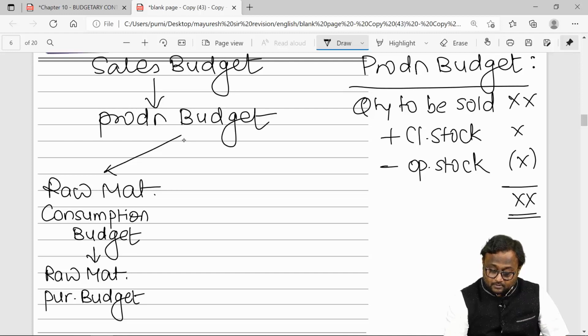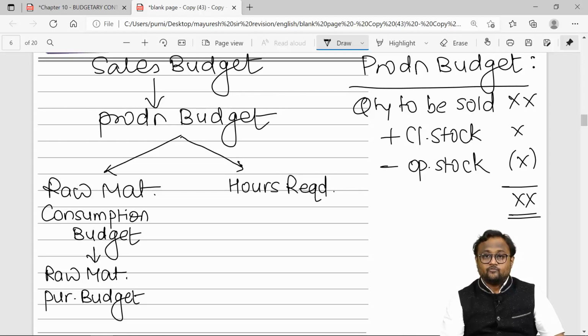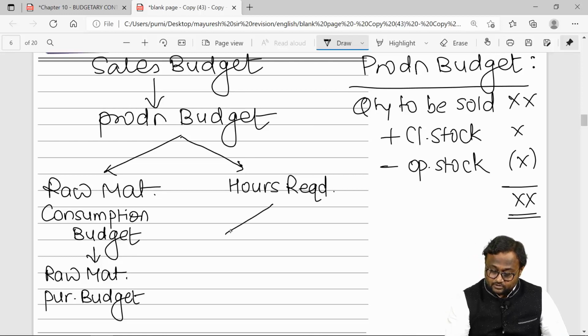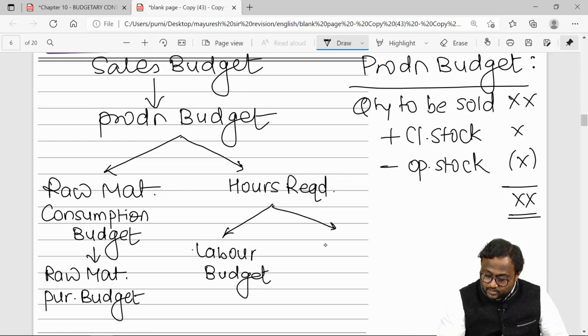Then, in fact, the moment you get the production budget, you can also find out the number of hours required. The moment you get information about the number of hours, you can even go for labor budget as well as overhead budget.